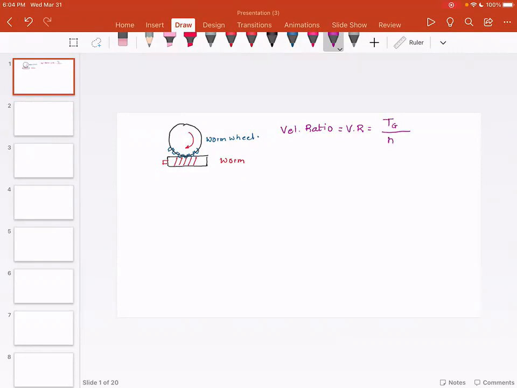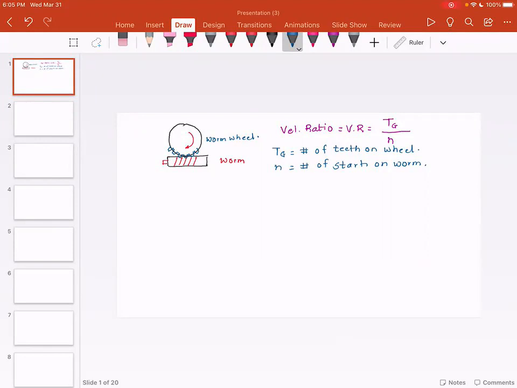So TG is number of teeth on wheel, and N is equal to number of starts on worm. This is not like the spur gear or helical gear where you have teeth on the driven gear and teeth on the driving gear, which are used to find out the velocity ratio. If the worm has more number of starts, then typically you are gonna have a higher velocity ratio.